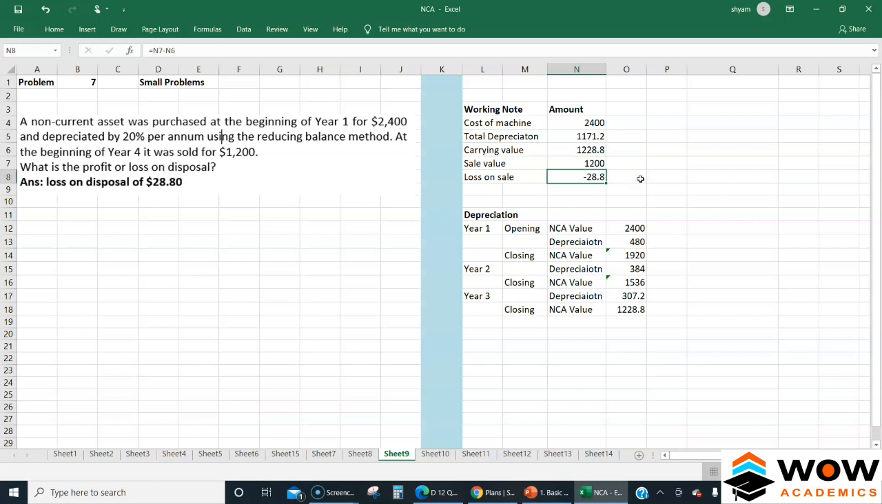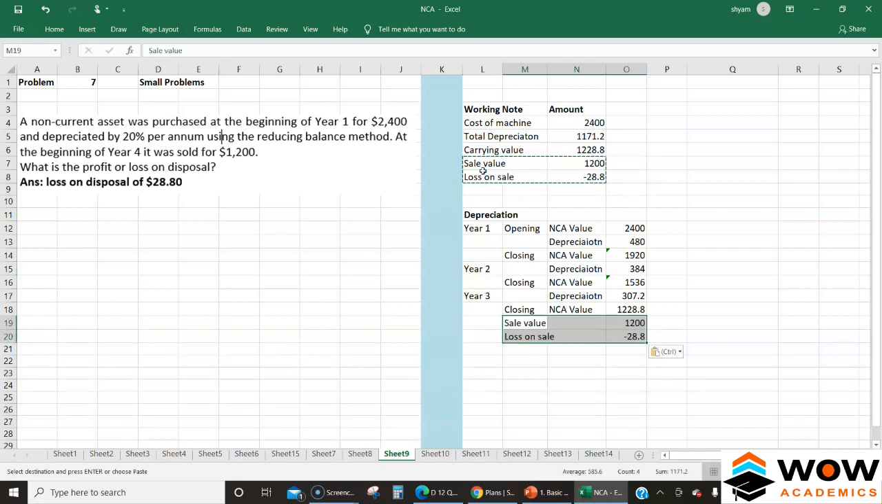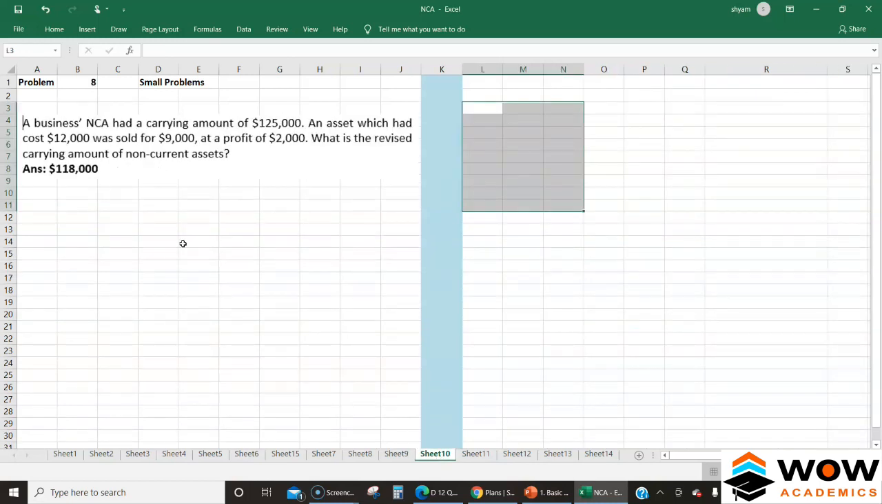Okay, now see, for teaching purposes I'm teaching like this, but if you do a lot of sums, you can also develop shortcut methods. For example, this is the value of the machine in year 4. Here itself you can put the sale value, and you can easily get the profit or the loss here. Okay, so it's only up to you. If you do a lot of sums, you will get a good idea. We'll move on to the next sum.